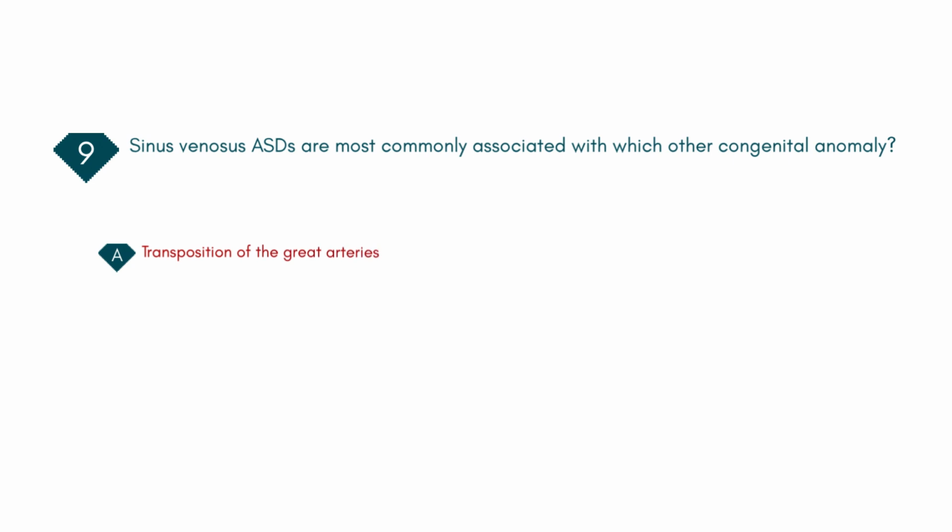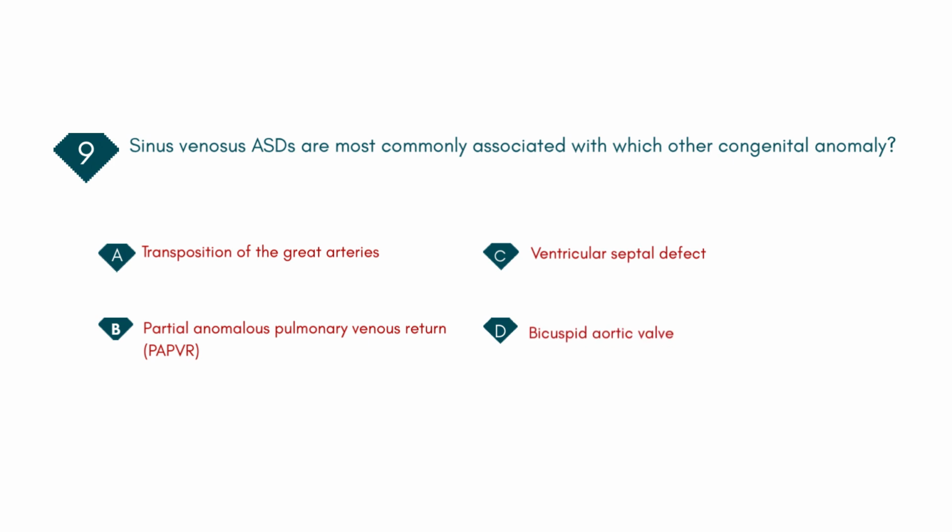A. Transposition of the great arteries. B. Partial anomalous pulmonary venous return, PAPVR. C. Ventricular septal defect. D. Bicuspid aortic valve. Answer: B. Partial anomalous pulmonary venous return, PAPVR.